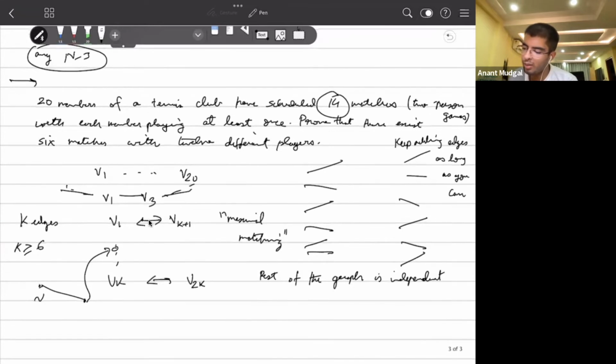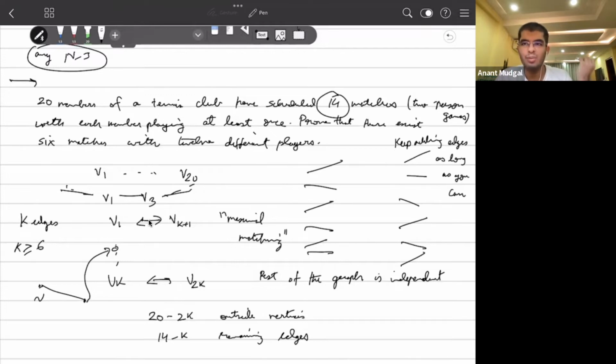So it's just standard counting now. You have 20 people total, so you have 20 minus 2k outside vertices, and you have 14 minus k remaining edges. What can you say? Each remaining edge has at most one outside vertex.